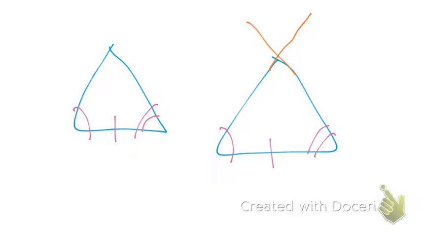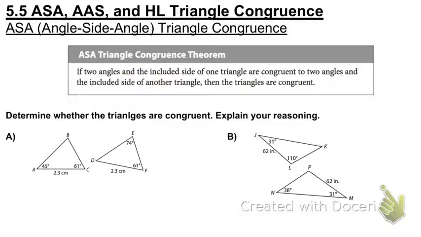Well, now we're saying, if we have two angles and the included side of one triangle are congruent to two angles and the included side of another triangle, then the triangles are congruent. Now once again, I want you to note that where is this side compared to the angles?